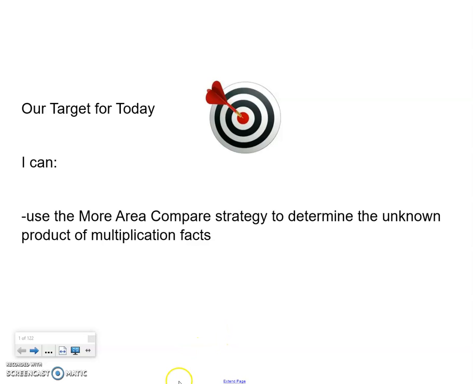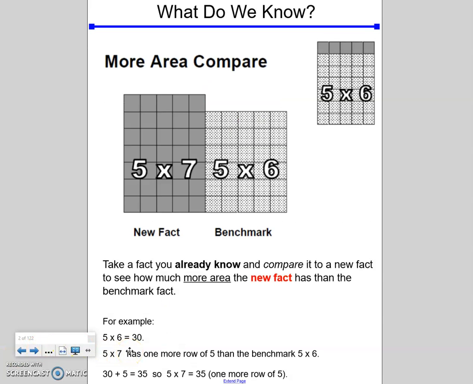Today we're going to talk about the more area compare strategy. The more area compare strategy is a strategy for solving an unknown multiplication fact, where you take a fact you already know and you compare it to a new fact to see how much more area the new fact has than the benchmark fact. So let's take the example of 5 times 7.